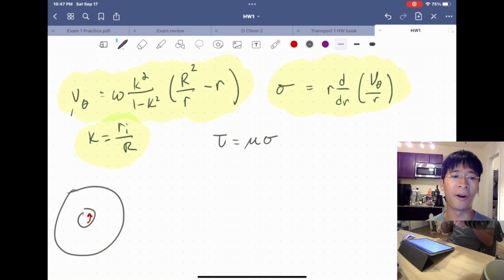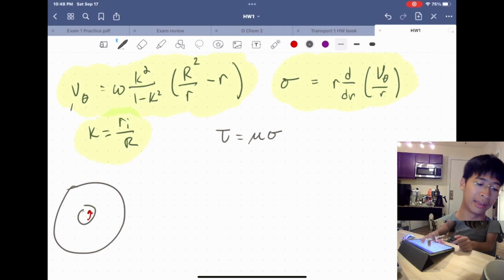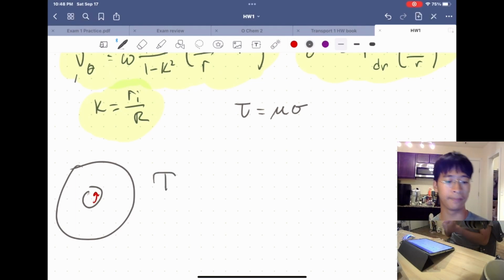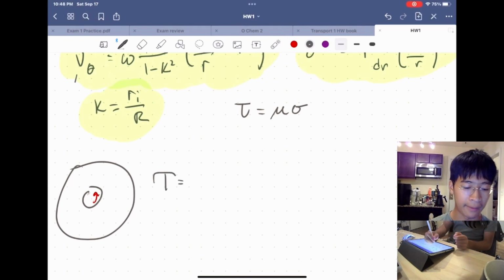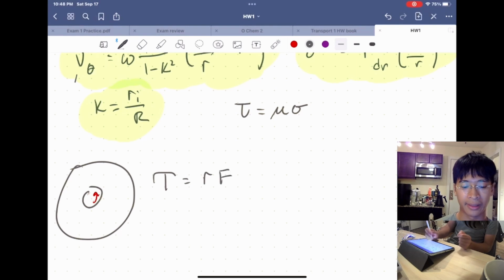We can start. Remember, we're balancing the torque, so we're saying that the torque inner somehow, some way, must equal the torque outer. And let's take a look at the most simple definition of torque, which is that it is a force multiplied by a lever arm. In this case, the lever arm is some radius R, multiplied by the force.